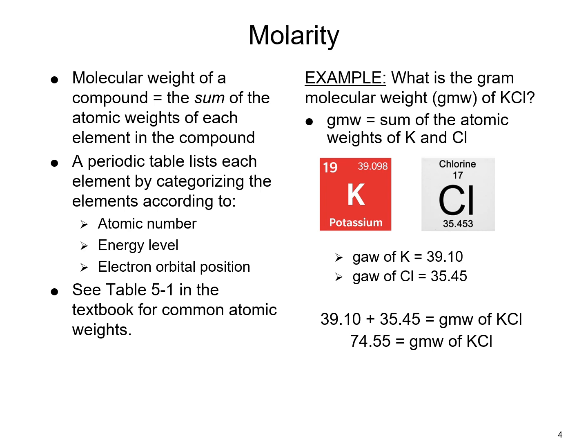Here we have an example where we want to determine the gram molecular weight of potassium chloride. First we need to understand that gram molecular weight is the sum of the atomic weights of the potassium and the chlorine. So first we add those two together, which will give us the gram molecular weight of potassium chloride: 74.55.